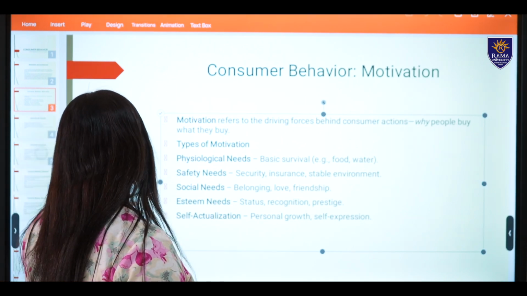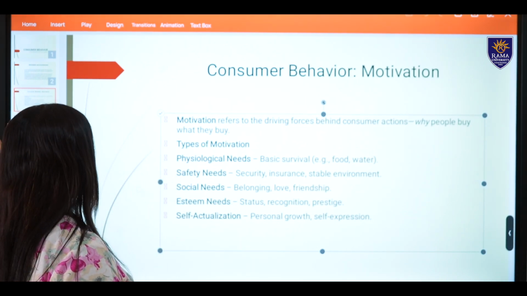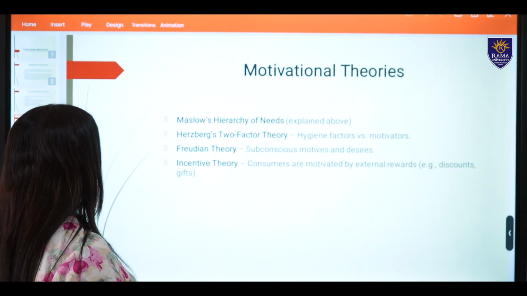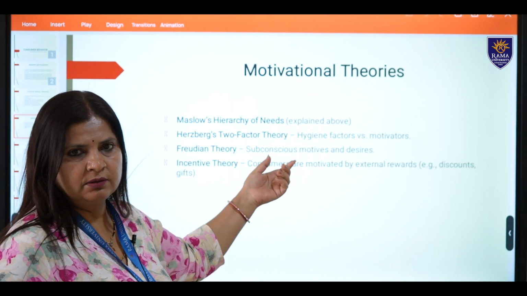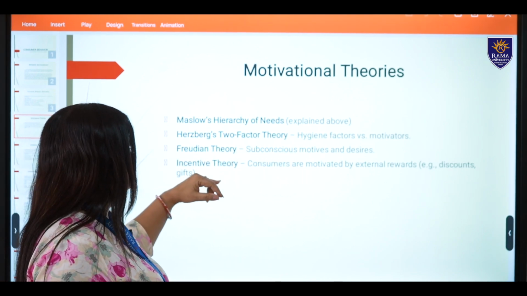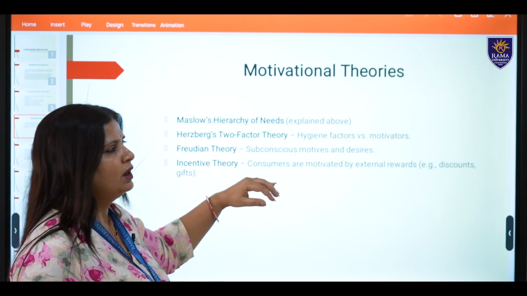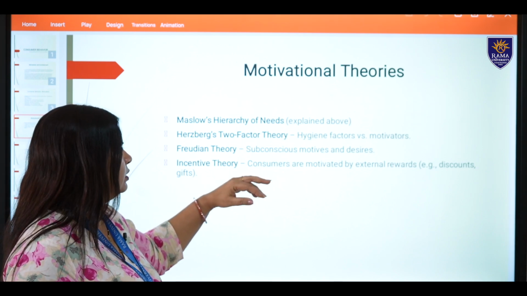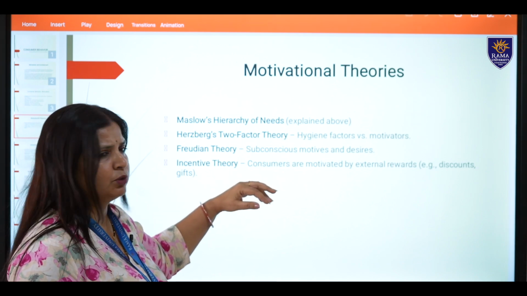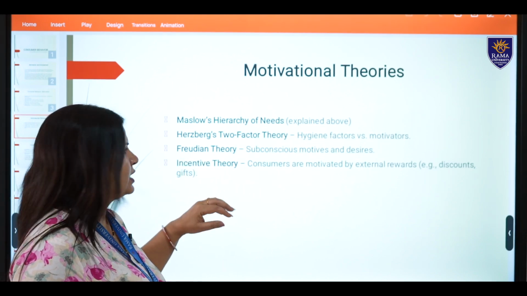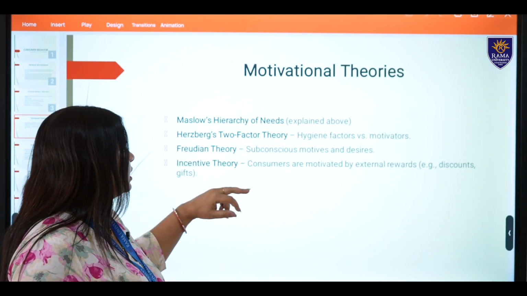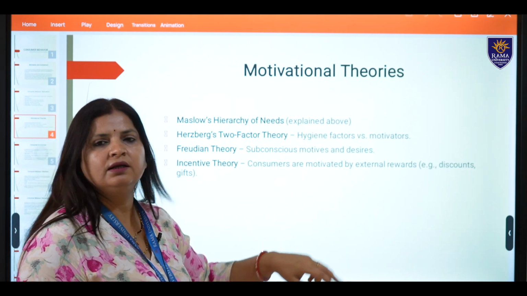There are different motivational theories. Maslow's need hierarchy theory, as I discussed firstly, and after that Herzberg's two factor theory, which involves hygiene factors versus motivators; Freudian theory, subconscious motives and desires; and incentive theory, where consumers are motivated by external rewards.